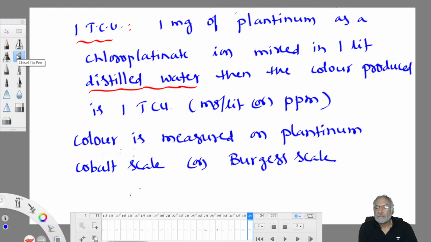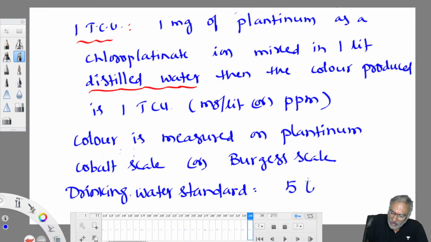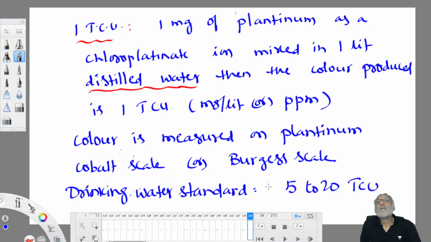And coming to drinking water standard as per IS code, that value you always have to remember. There is no lower limit. There is only upper limit. As per drinking water standard, it should be better to have anywhere between 5 to 20 color units, 5 to 20 ppm or 5 to 20 milligram per liter. Color units TCU. At any cost, it should not be more than 20 TCU. 5 is not lower limit. 5 is maximum permissible limit and 20 is maximum tolerable limit.